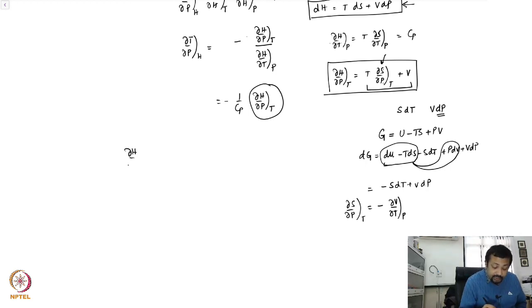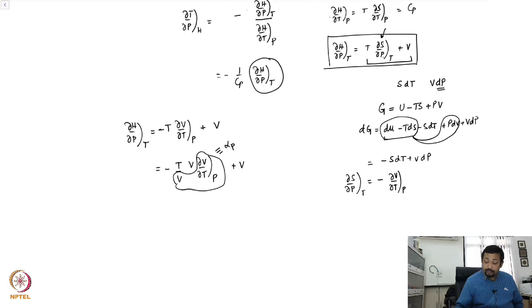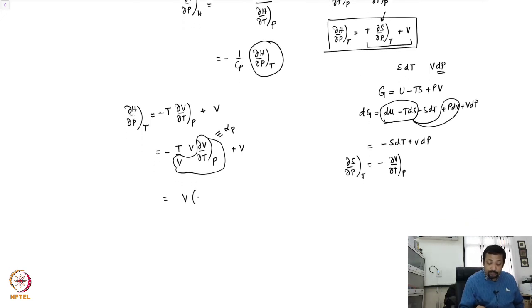So that (∂H/∂P) at constant temperature is T (∂S/∂P) at constant temperature. I have minus T (∂V/∂T) at constant P plus V, and this I write down as minus T by V times V (∂V/∂T) at constant P, and I immediately see that this quantity is equivalent to your expansion coefficient alpha P. So I have V common, 1 minus alpha P times T.